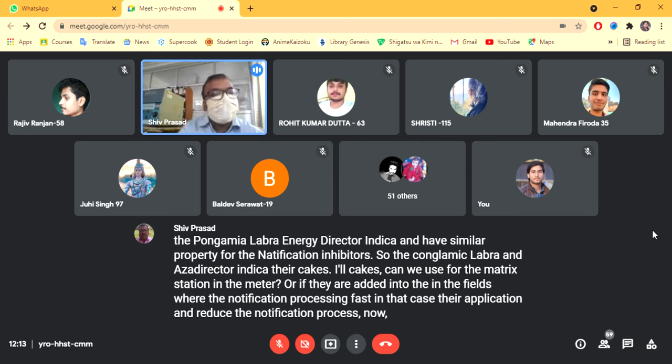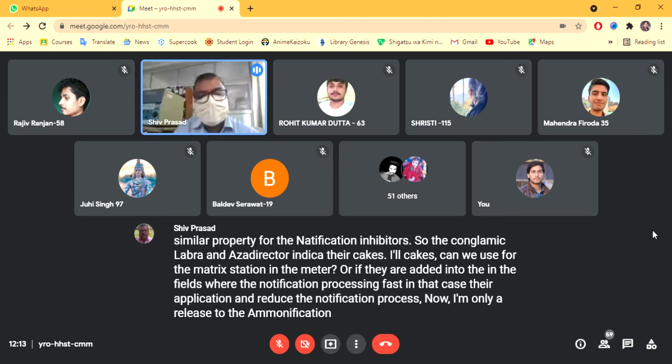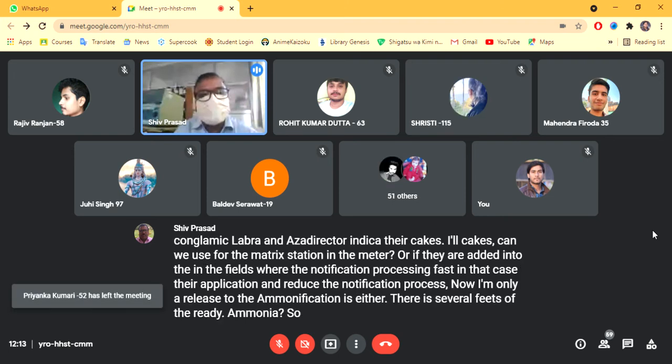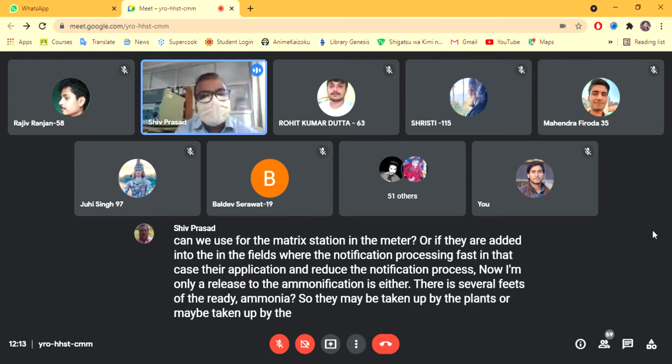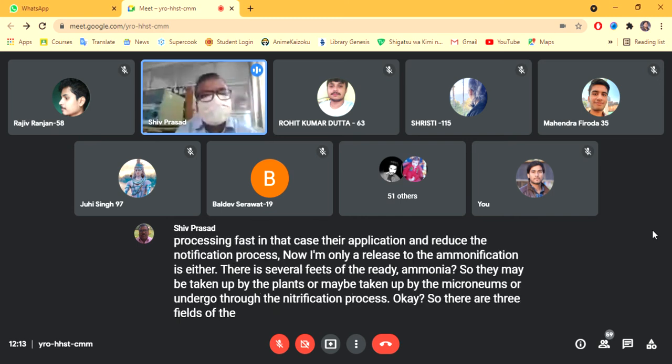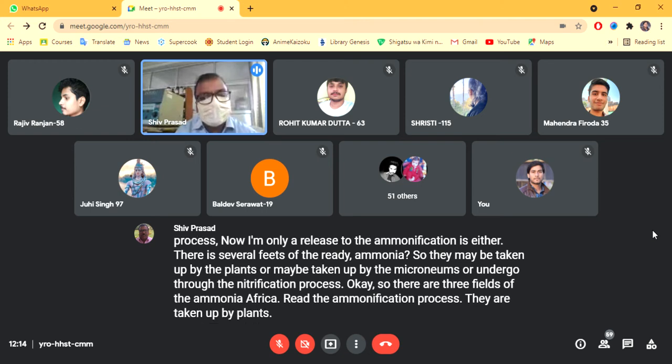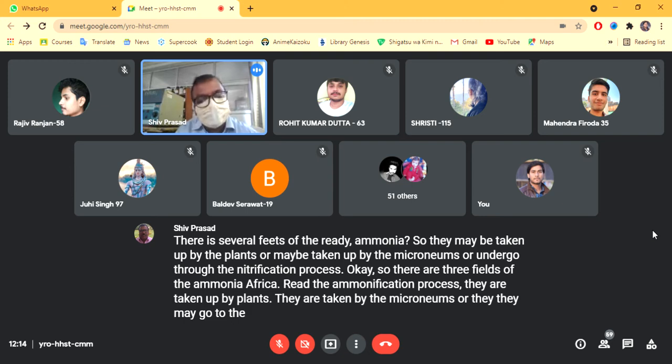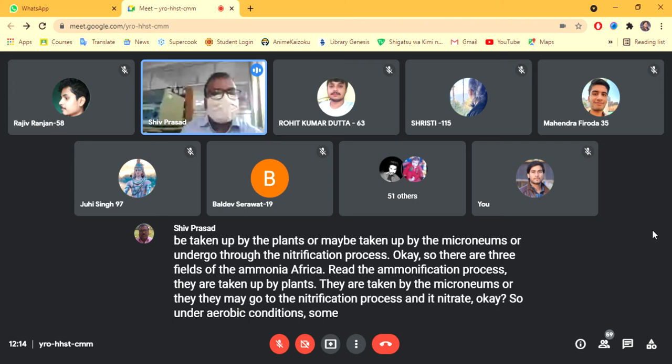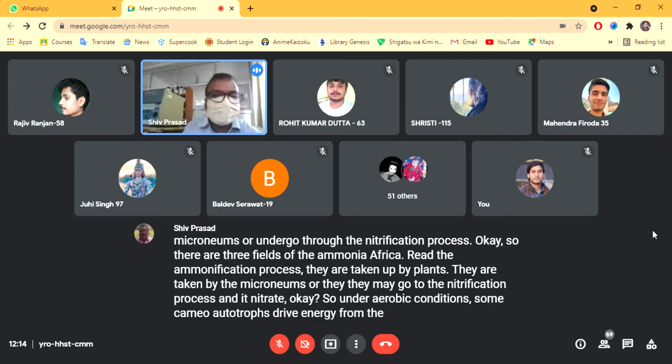Now, the ammonia released through ammonification has several fates. It may be taken up by the plants, or taken up by the microorganisms, or go through the nitrification process. So there are three fates of the ammonia released during ammonification: taken up by plants, taken up by microorganisms, or going to the nitrification process and yielding nitrate. Under aerobic conditions, some chemoautotrophs derive energy from the oxidation of ammonia.